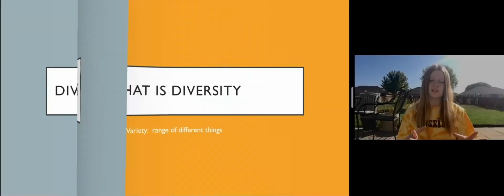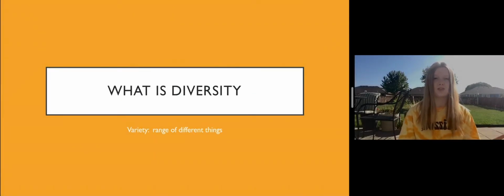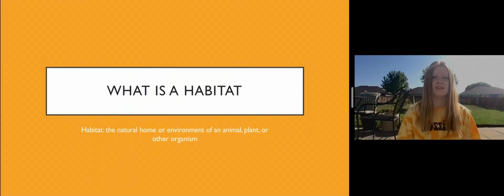Today we're going to be talking about diversity in different habitats. Diversity is the range of different things. So, for example, it would be like all the different shades of red in a crayon box. And habitat is the natural home or environment of an animal, plant, or any other organism. An example of a habitat would be like a forest or a desert.